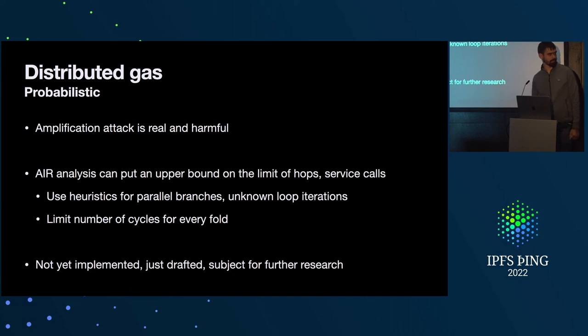We have a concept of distributed guess, probabilistic distributed guess, to prevent amplification attacks. That's thanks to the reasonability of this very strict set of PyCalculus-derived instructions. So we can put an upper bound on the limit of network hops, service calls, and all other effects of execution, and use some heuristics for accounting of parallel branches, which we don't know what exactly happens inside. Also, we have to limit the number of cycles for every for instruction. Otherwise, it also could blow up. So it's not yet implemented. It's drafted, planned, subject for further research. Hope to make a different talk about that.